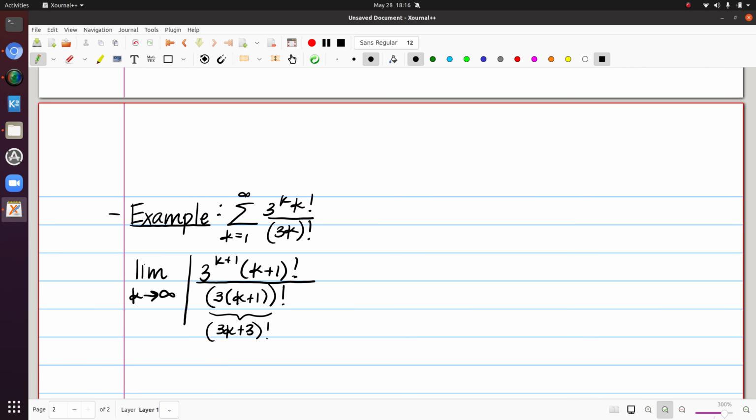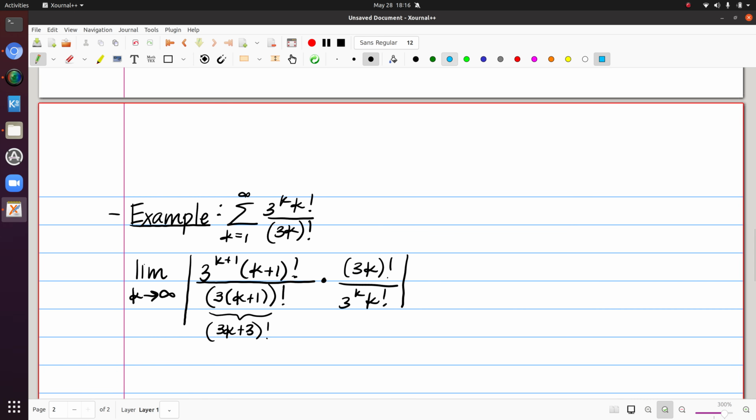So this is just a matter of when you replace k with k plus 1, really do think about parentheses around it to make sure that you don't forget to distribute. Now I'm going to divide by the kth term, which is the same as multiplying by its reciprocal. And we want to try to simplify.